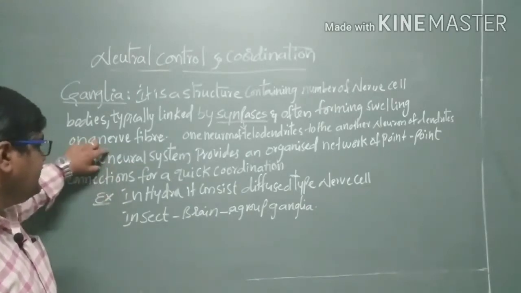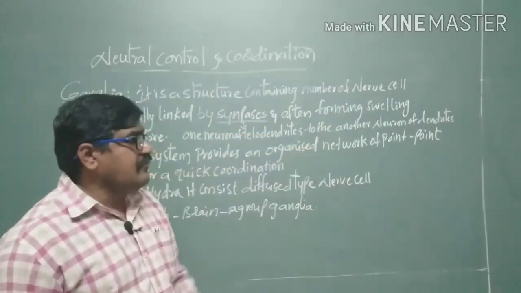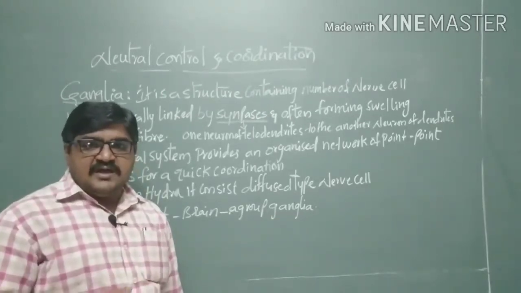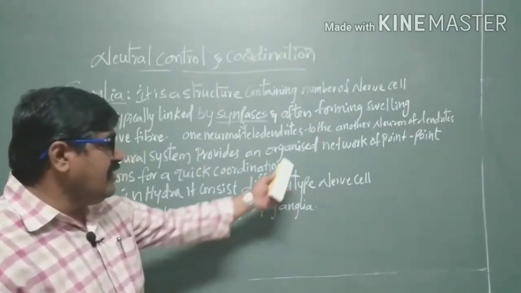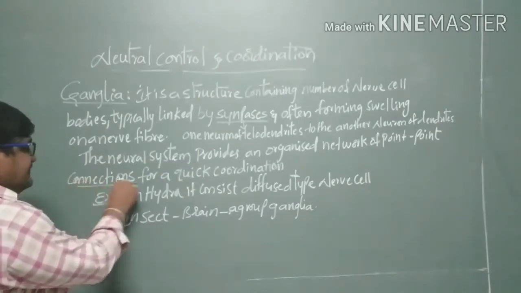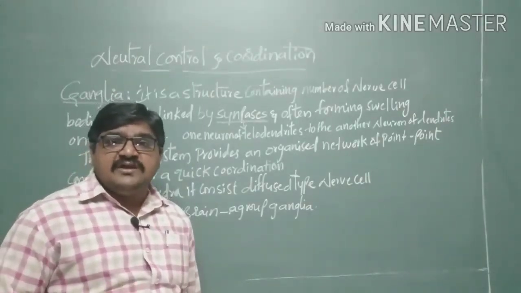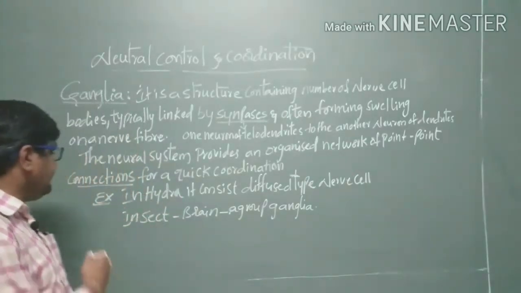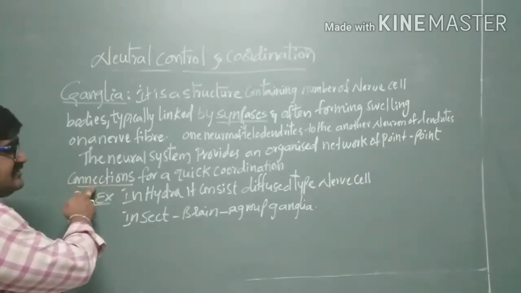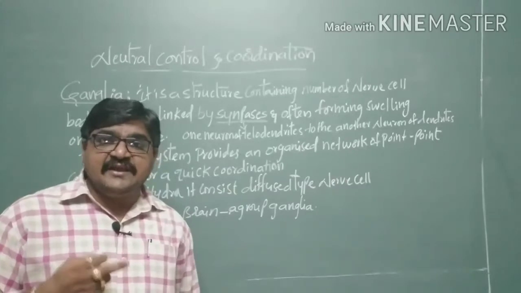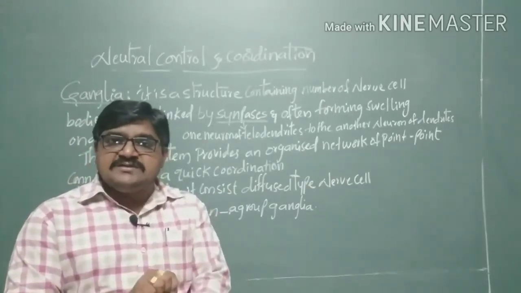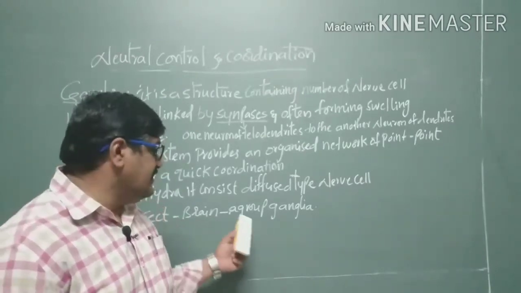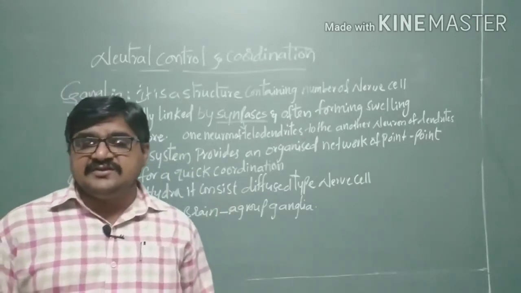The neural system provides an organized network of point to point connections for quick coordination. That means within a fraction of a second, information passes through point to point connections, which helps quick coordination in an organism. For example, if anyone is pinched, it shows a quick response. That is the neural system in humans.